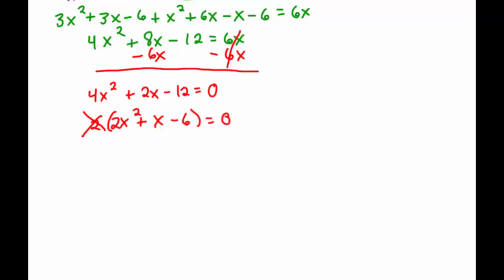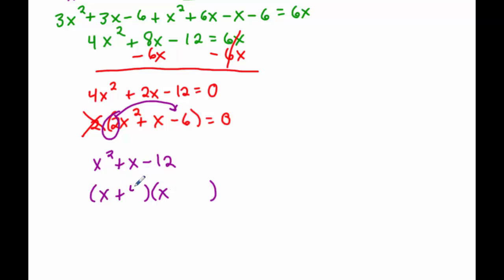Now let's slide and divide to finish this off. I'm going to slide the 2 over here and get x squared plus x minus 12. What multiplies to get negative 12 and adds to get 1 would be plus 4 and minus 3. Since we slid, now we got to divide by 2. So x plus 4 divided by 2 is 2, and then this doesn't simplify, so we'd write it as 2x minus 3.